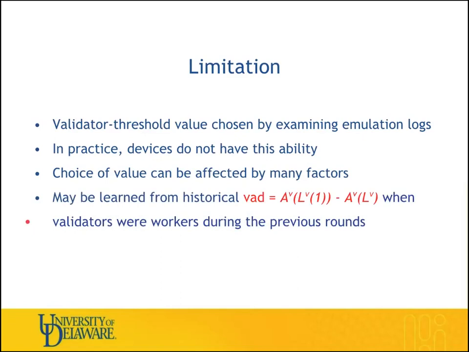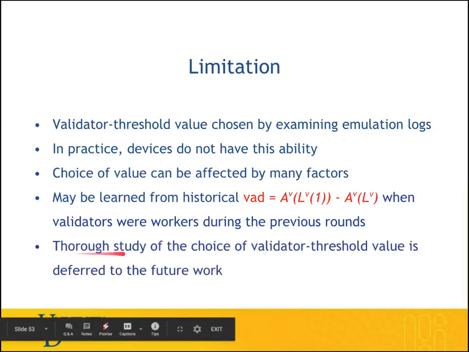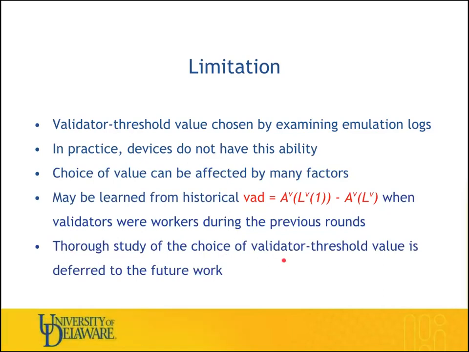So our next attempt is to see whether a legitimate validator could learn the VED value through its historical record of local accuracy change when it was a worker in previous rounds, as these would give the validator a sense of the legitimate local accuracy change. Also, this could be learned adaptively as the communication round progresses, so the validator can change this value along the way to better fit the voting process. Okay, and as a result, a thorough study of the choice of validator threshold value is deferred to future work. That is the first part.